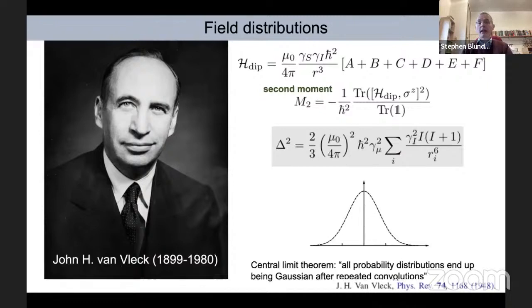And Van Vleck realized why this was, and realized that it was to do with the dipolar interaction between a nucleus and its environment. So the nucleus is not only sitting in a magnetic field, it's sitting in the magnetic field from all its neighbors. And sometimes these add and sometimes they subtract, and it means your nuclear magnetic resonance line actually follows a Gaussian. And you can think of this as being a consequence of the central limit theorem, that you take some complicated interactions and, you know, all probability distributions end up being Gaussian when you do repeated convolutions.